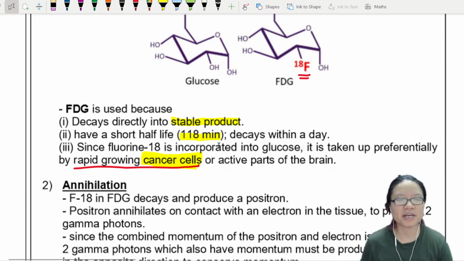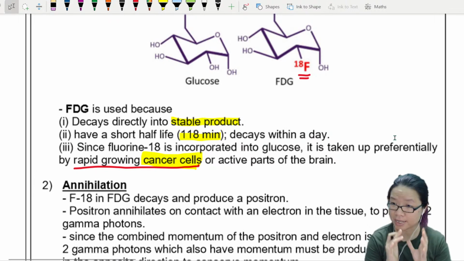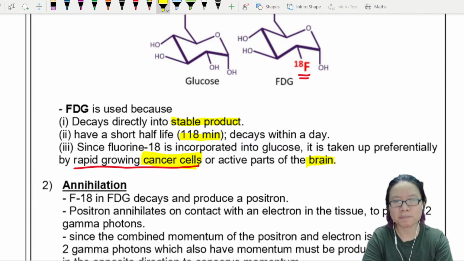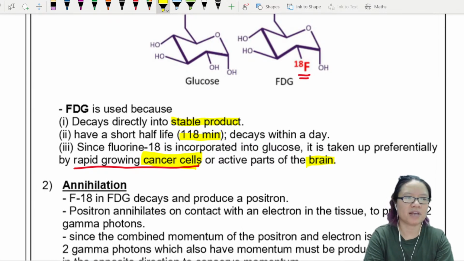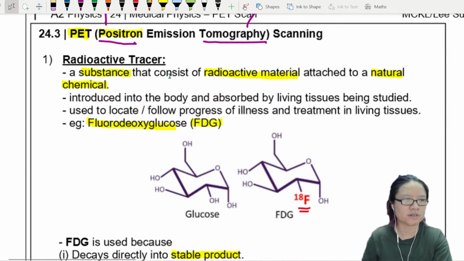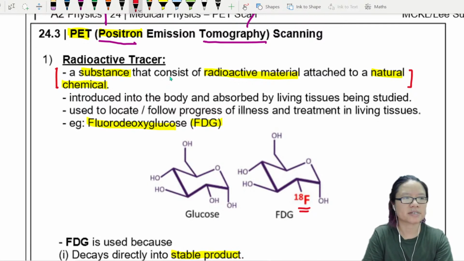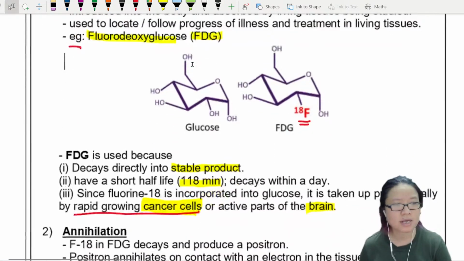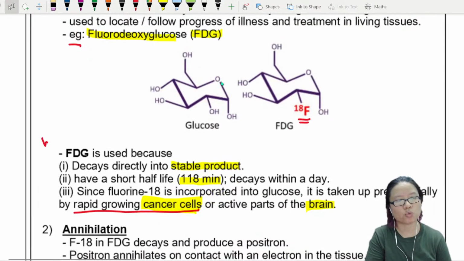So fluorine-18 is incorporated into glucose, taken up preferentially by rapidly growing cancer cells and also your brain. Your brain likes sugar. If they ask what is a radioactive tracer, this is basically the definition of a radioactive tracer. This is an example of a radioactive tracer, your fluorodeoxyglucose, and this is why we use FDG.